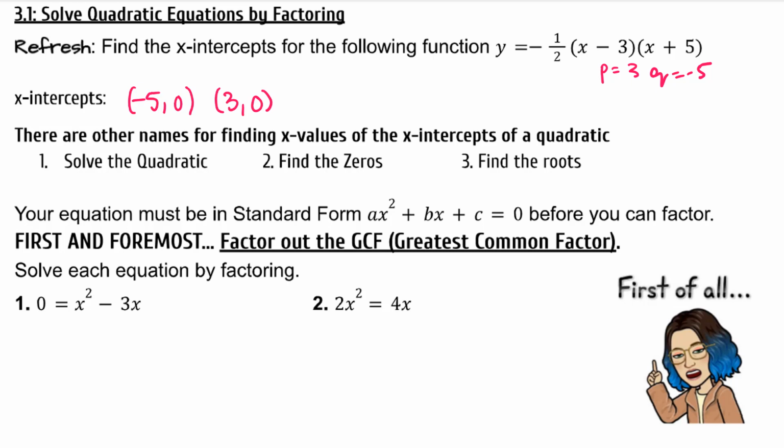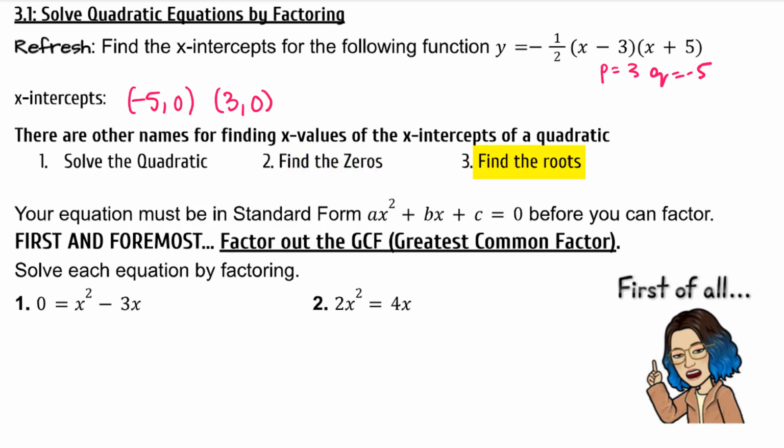There are some other names for finding the x values of the x-intercepts of a quadratic, such as solve the quadratic. So if you were asked to solve this quadratic, the solution would be 3 and negative 5. Or find the zeros. The zeros of this quadratic are 3 and negative 5. Or you could be asked to find the roots.